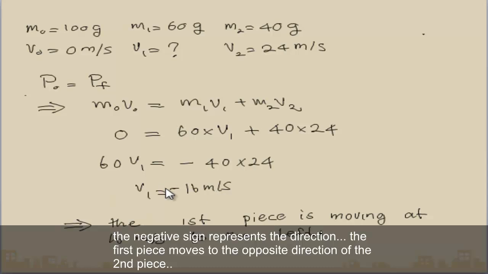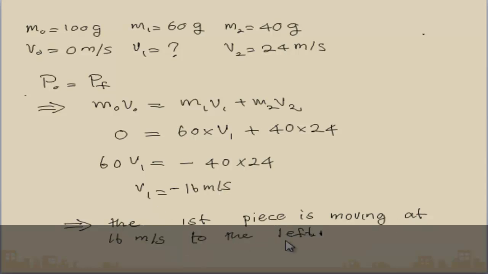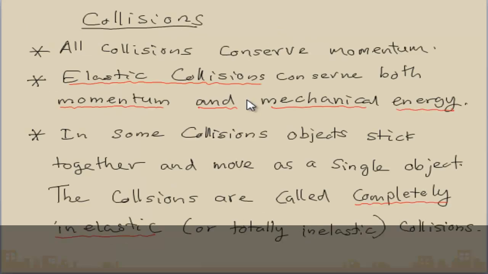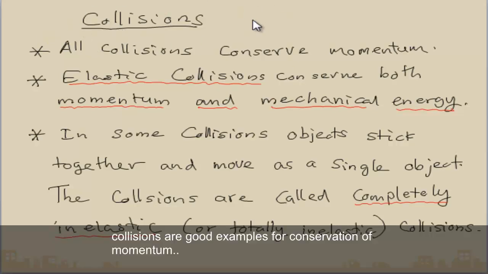The negative sign means that the first piece moves in the opposite direction to the motion of the second piece. So we can say the first piece is moving at 16 meters per second to the left. So explosions are good examples for conservation of momentum. Also, collisions are good examples for conservation of momentum.